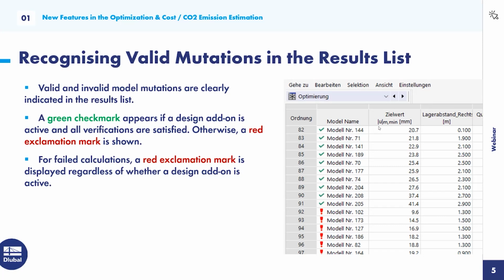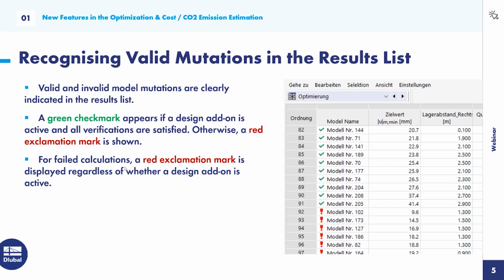It doesn't depend on the target value you set up. There are some models that will have a lower target value where the verifications failed, and the models where the verifications are valid are prioritized higher on the list. So if the target value is 20.7 millimeters, for example, in this mutation, this is bigger than the best one of a not valid model, and for this reason it is considered a green check mark. It is higher in the list than the variant where the checks are not valid.